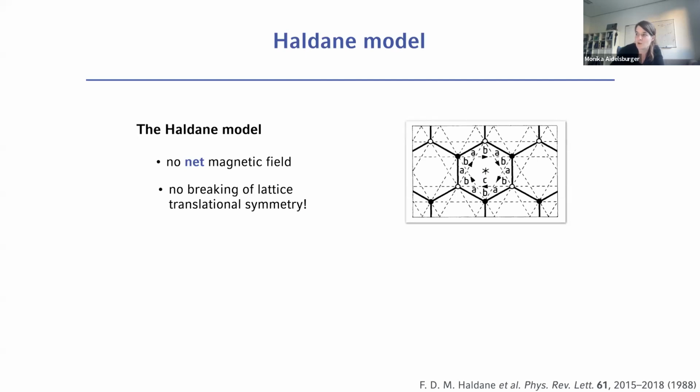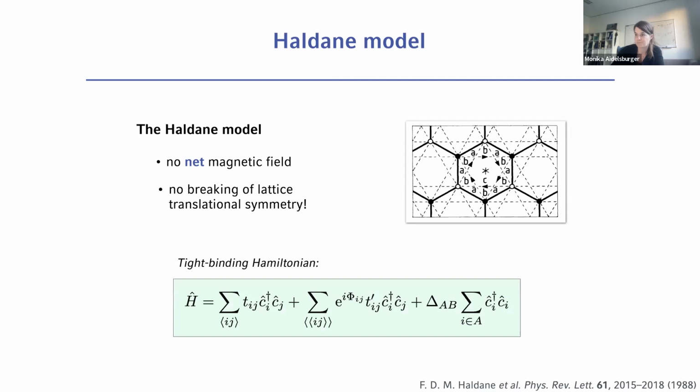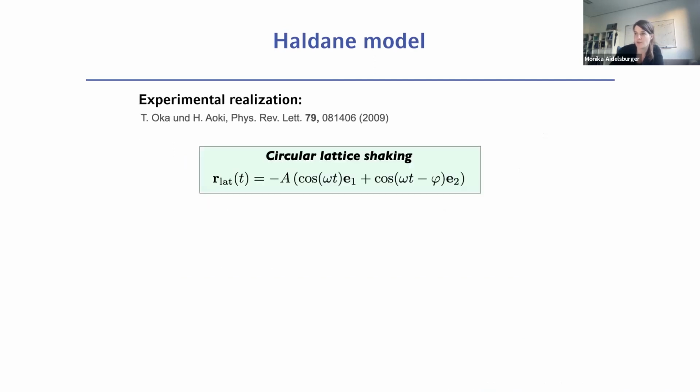And this connects to the first slide that I showed to you, where we would like to realize the Haldane model. Okay, so we need to find a way to break time reversal symmetry, or in other words, make the next nearest neighbor hopping between the black sites or between the white sites complex. All right, so how can we do that?